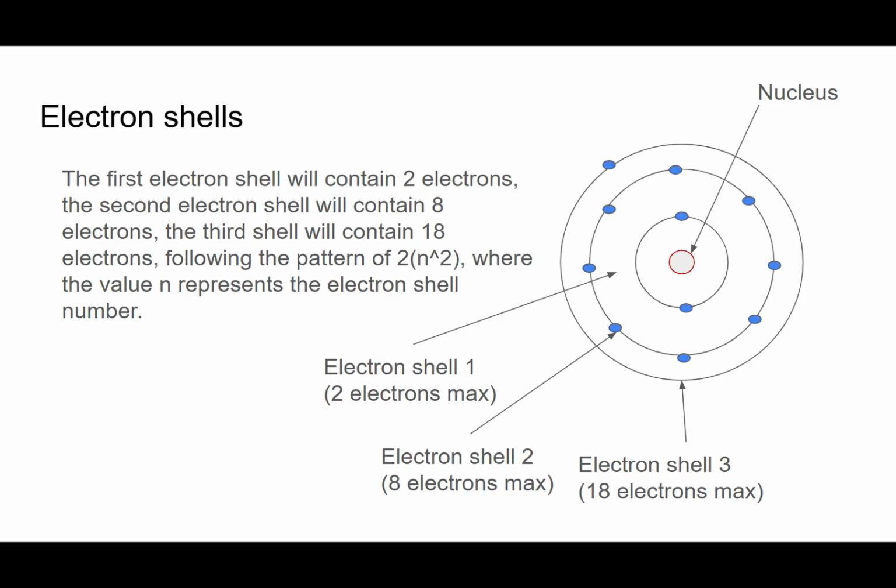number, right? As you can see here, this is the nucleus. This is the first electron shell, it has 2 electrons. The second electron shell has 8 electrons, and then the third electron shell has a maximum of 18 electrons, but it only has 1 electron in this example.